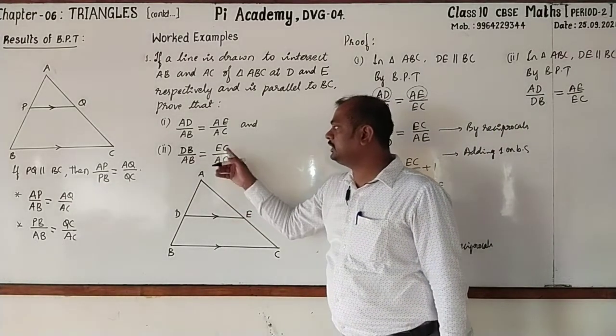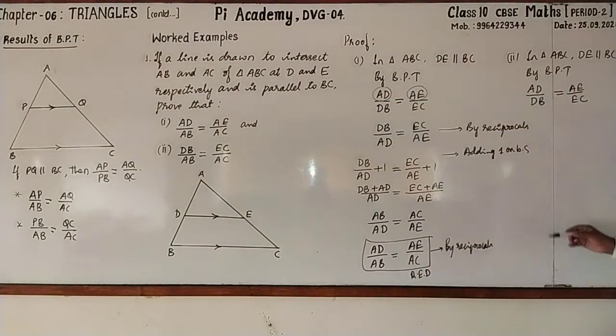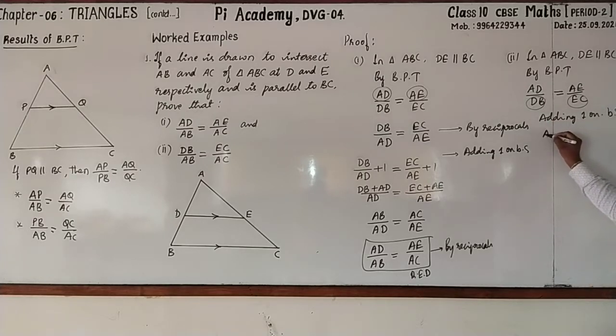DB by AB, EC by AC. DB is already here. EC is already here. We want substitution for this. Hence, we should add DB to this, EC to this. Hence, let us go for adding 1 on both the sides. How do you write? It is AD by DB plus 1 is equal to AE by EC plus 1.